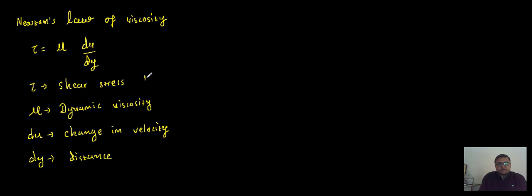Stress has a unit of Newton per meter square. Dynamic viscosity has a unit of Pascal second. Du, the change in velocity, has a unit of meter per second, and distance has a unit of meter. Let's discuss further. Up to the knowledge of bachelors, you need to remember the following graph.